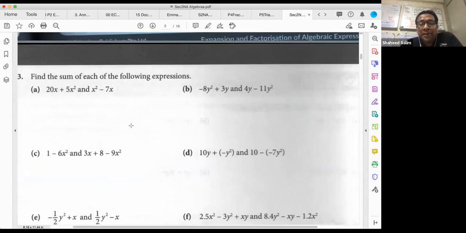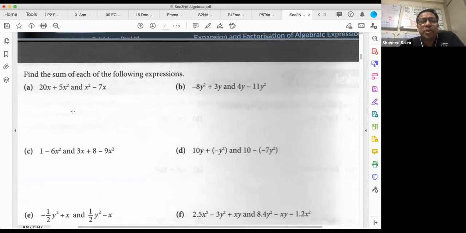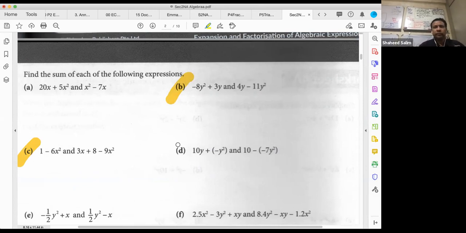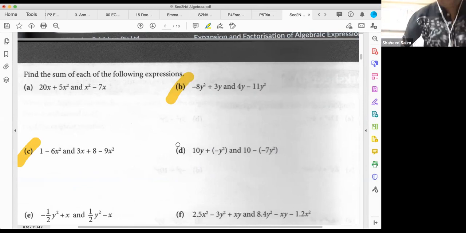Okay. Now, they want you to add this to this. So let us try 1 and let us try 2, B and C. B and C, you try. Just give me a moment.